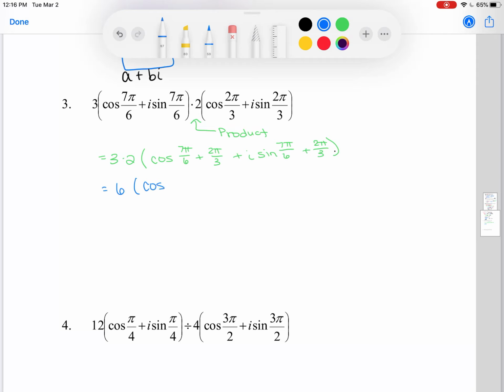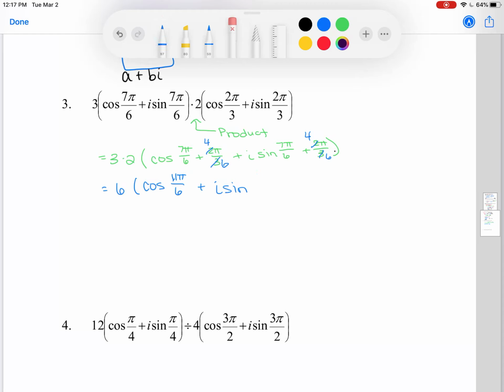Clean it up a bit. 3 times 2 is going to give me 6. And when I get to my angles, they don't have a common denominator, so let's fix that. Let's get a common denominator of 6, and then that will change my numerator here to a 4. So now when I add them together, I'm looking at 11 pi over 6. Again, that's still on the unit circle, so I know I'm good.